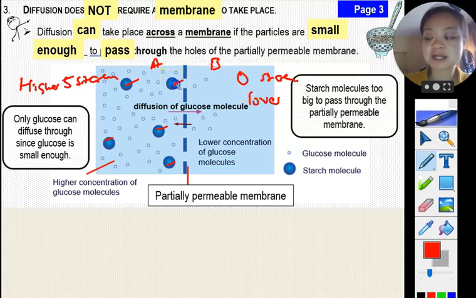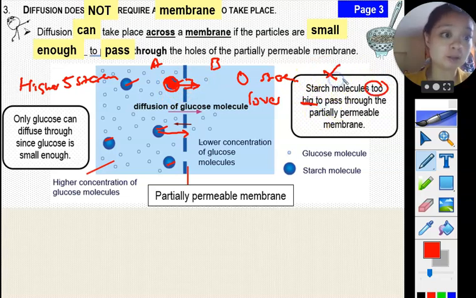But why is starch unable to pass through the membrane? Look at the size of the starch particles versus the size of the pores. The starch particles will get stuck, so they cannot pass through. So we say that starch molecules are too big to pass through, so they cannot diffuse.